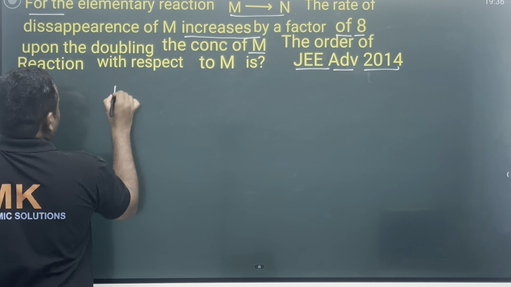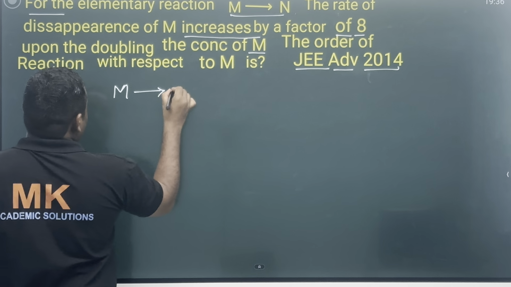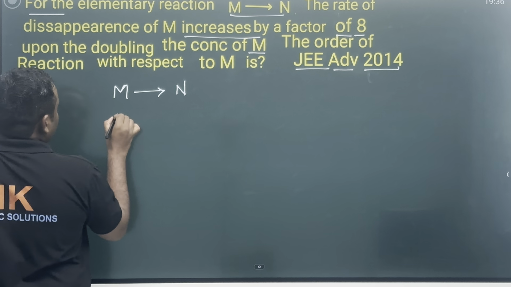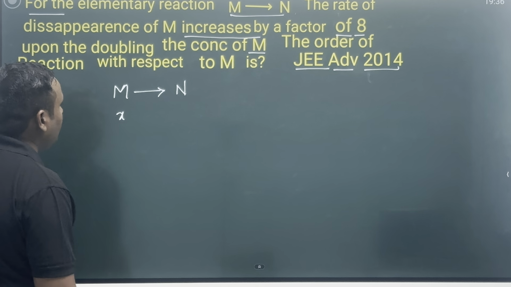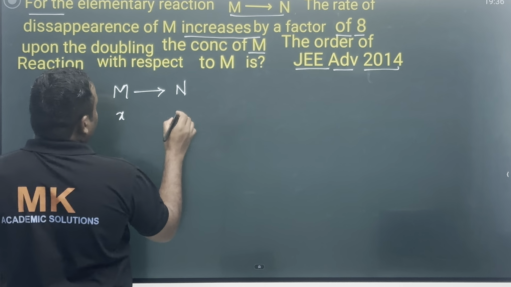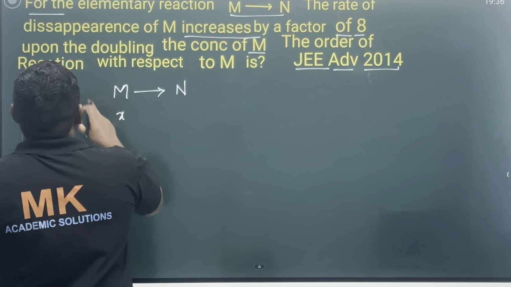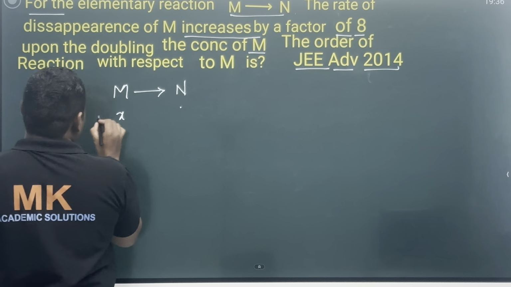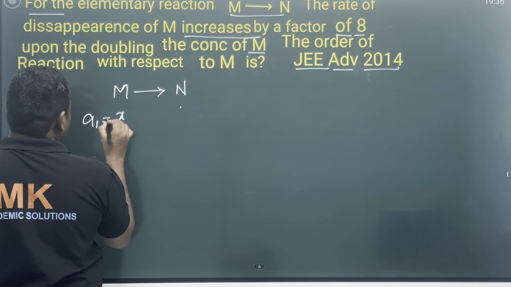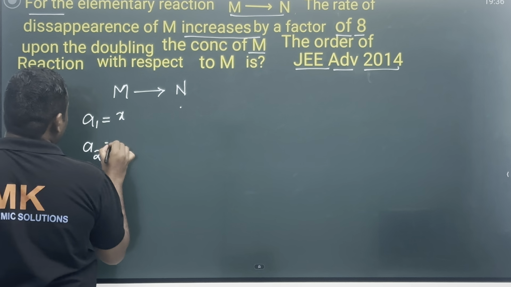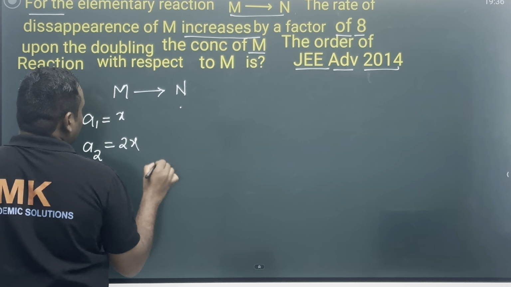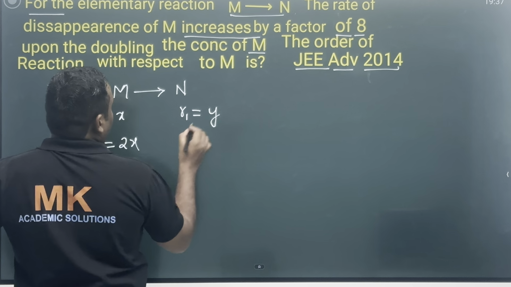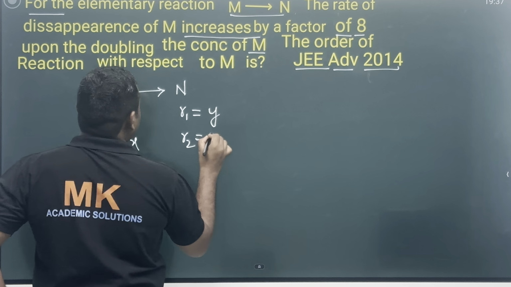So what they are telling, M gives rise to N. Now let us consider initial concentration is X. They have not given the order. So here A1 is equal to X, and A2 is equal to 2X. Next, R1 is equal to Y, and R2 is equal to 8Y.